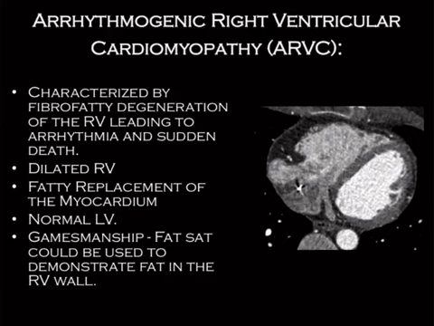Notice the left ventricle is normal. Notice the right ventricle is dilated. And I just want to point out that a sneaky way to show this would be to use cardiac MR and use a fat-saturated sequence to demonstrate that there's fat dropout within the wall. And you'd have to think to yourself, what has fat in the wall of the right ventricle? This has fat in the wall of the right ventricle.